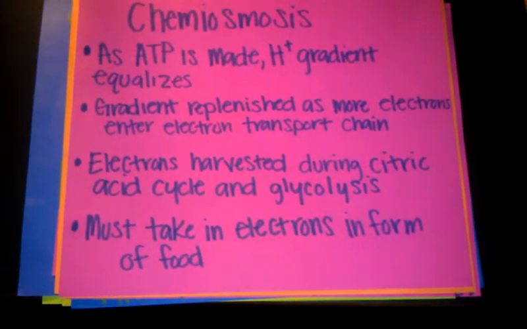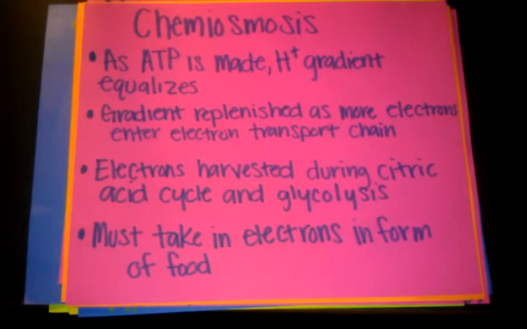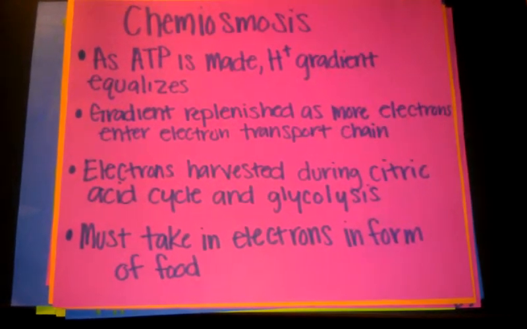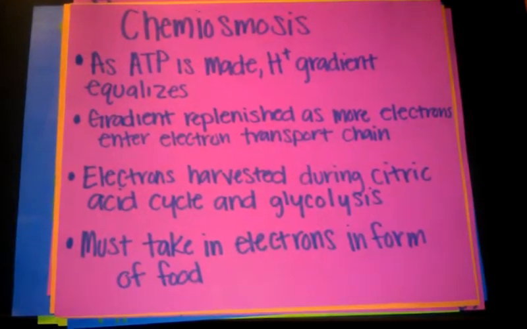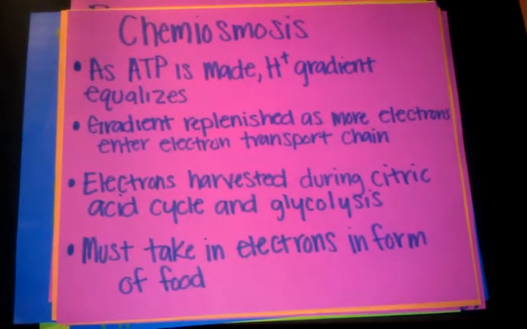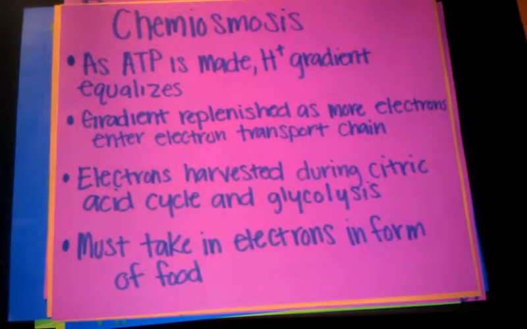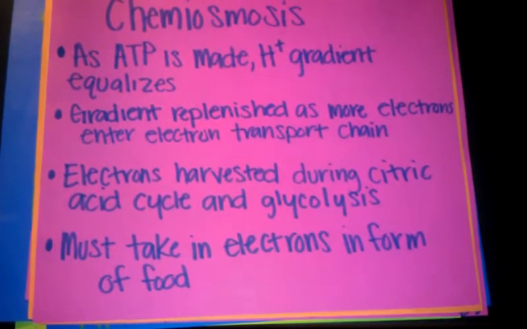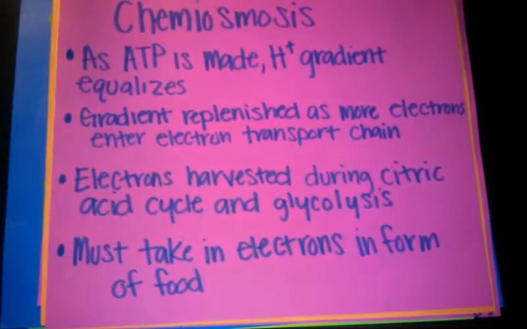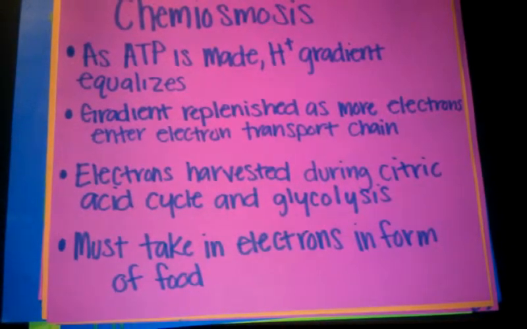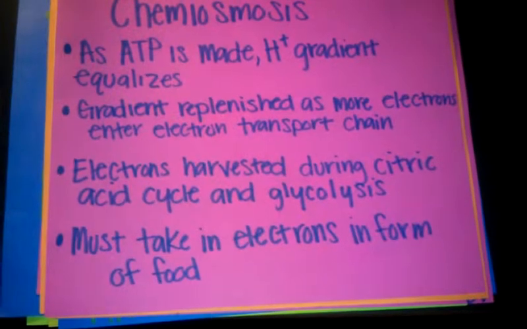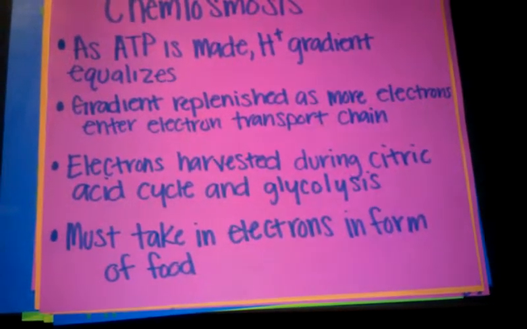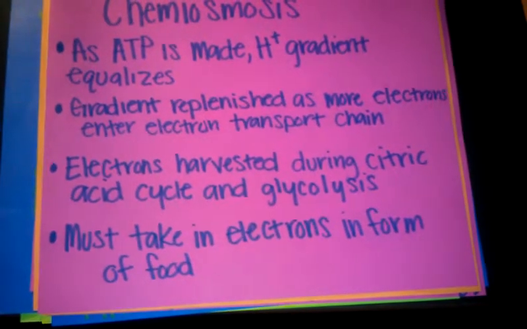Chemiosmosis: as ATP is made, the H+ gradient equalizes. The gradient replenishes as more electrons enter the electron transport chain. Electrons harvested during the citric acid cycle and glycolysis must be taken in as electrons in the form of food.